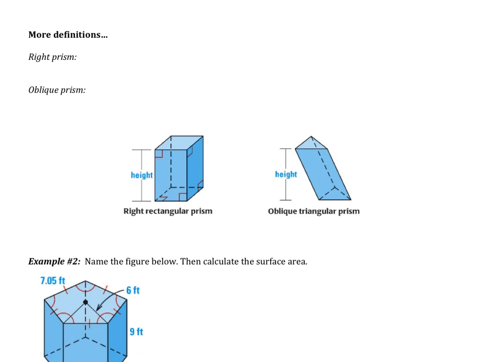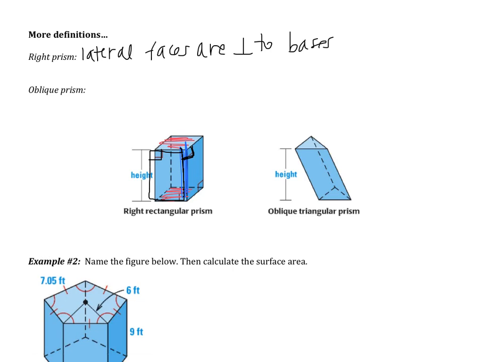Okay, so now we have some more definitions. A right prism and then an oblique prism. In a right prism, the lateral faces are perpendicular to the bases. So in this case, I have 1 base and 1 base. And here is going to be a lateral edge, and it's perpendicular to the base. For example, this face is perpendicular to the upper base. So this is a right prism.